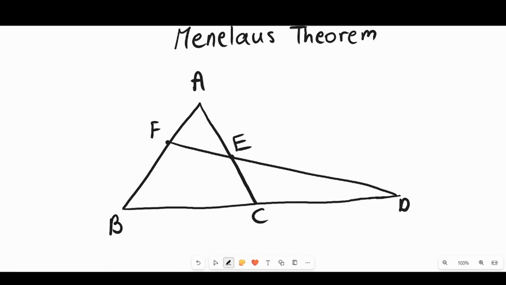Menelaus Theorem tells us that if we are given ABC, any triangle, and any intersectoral line DEF, then we can write that DC over DB times AE over EC times FB over AF, this must be equal to 1.